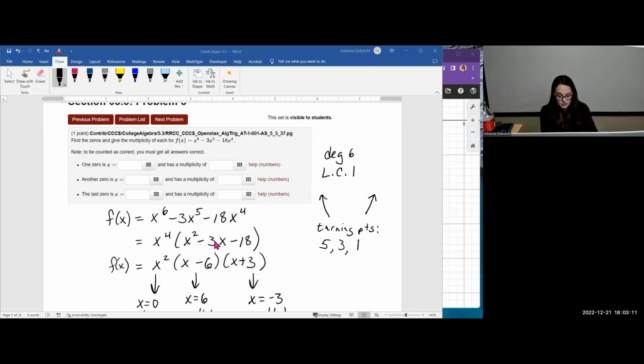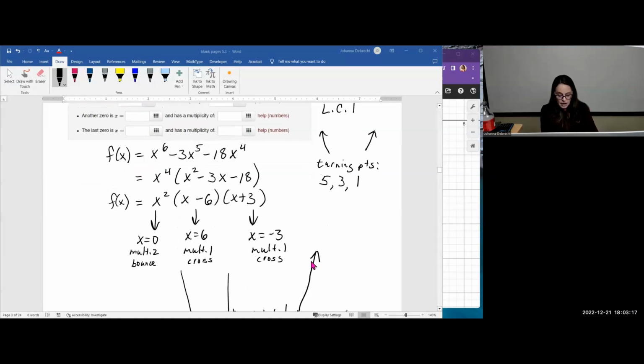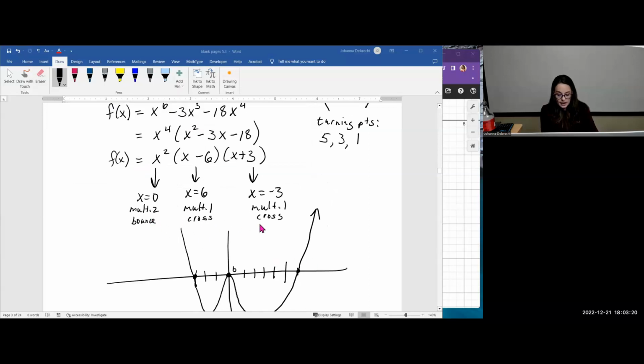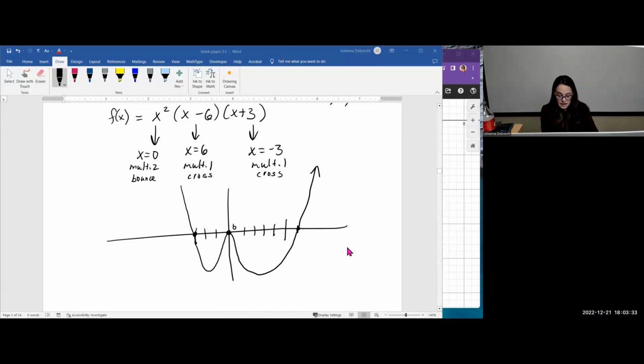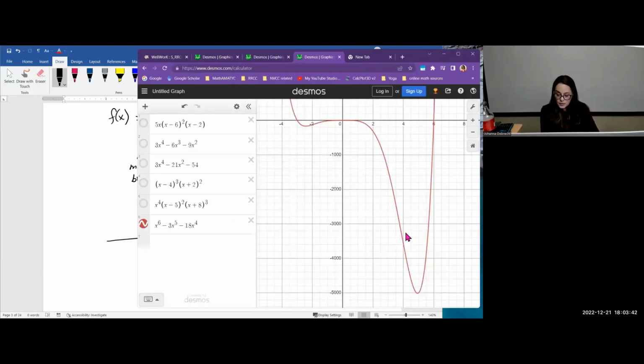So we go ahead and factor this, taking out the greatest common factor of x to the 4th. It leaves a quadratic, which we then factor, and that gives us 3 x-intercepts. X equals 0, which showed up 2 times, so it bounces off of that point. X equals 6, which showed up once, so it crosses. And x equals -3, which showed up once, so it crosses. And this is sort of my rough estimate of what it looks like. Now, I have no idea how low these go, so let's look at Desmos and see how we did.